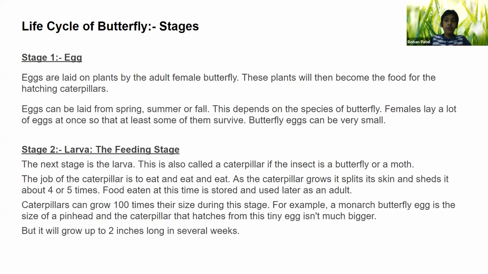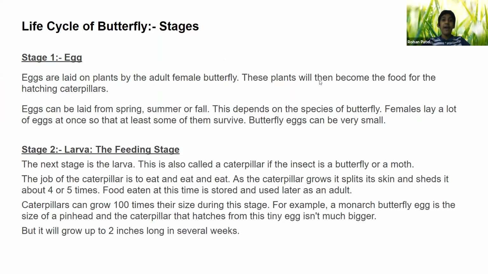For example, a monarch butterfly egg is the size of a pinhead, and the caterpillar that hatches from its tiny egg isn't much bigger, but it will grow up to 2 inches long in several weeks. So when we hear the words eat and eat and eat for a caterpillar, we can think of the book by Eric Carle, The Hungry Caterpillar, where it just keeps on eating. If you've seen that book, it goes exactly with the stages of a butterfly. The egg is laid on a leaf, then after hatching, the larva, a caterpillar, keeps on eating the leaves. And eventually, after it keeps on eating, it will form the cocoon, which is stage 3.